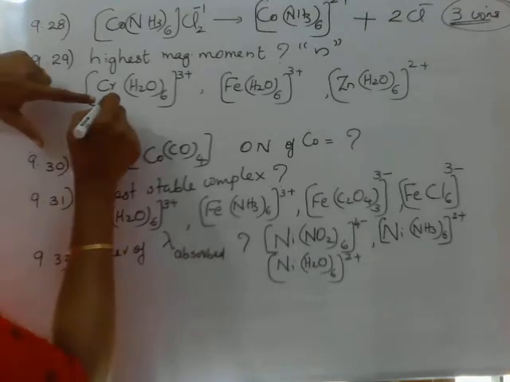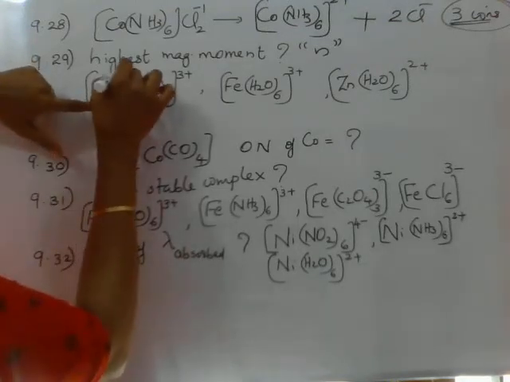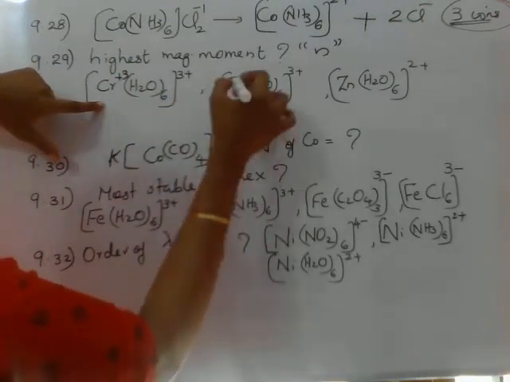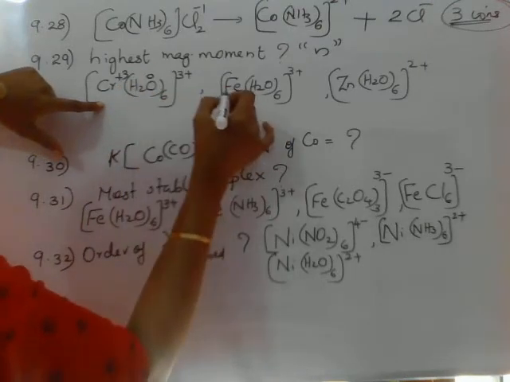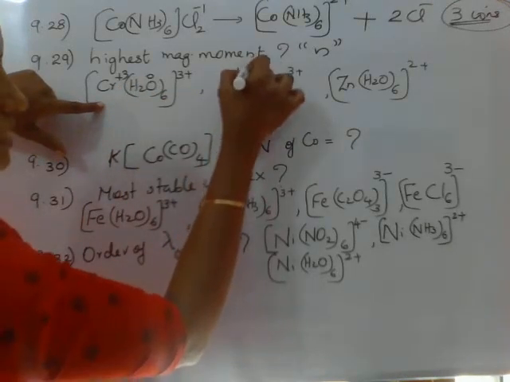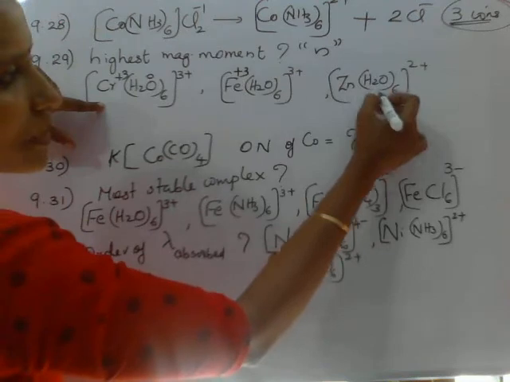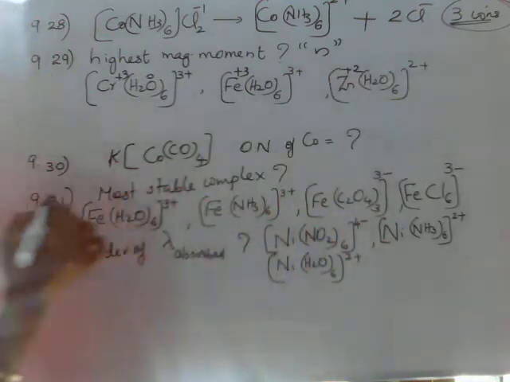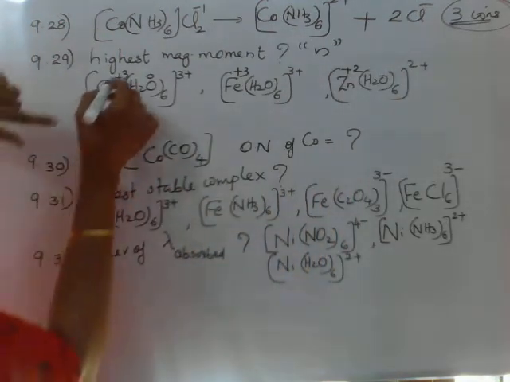The oxidation number of chromium in the first complex is +3, right? Iron also, water molecule is a neutral ligand, so iron in the second complex is +3, and zinc in the third one, zinc +2 oxidation. Let's write the electronic configuration.